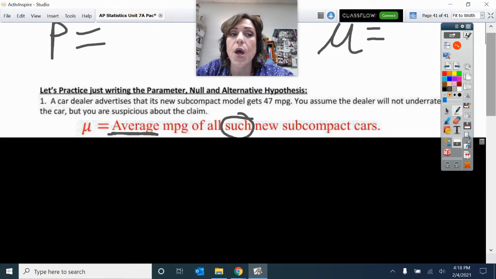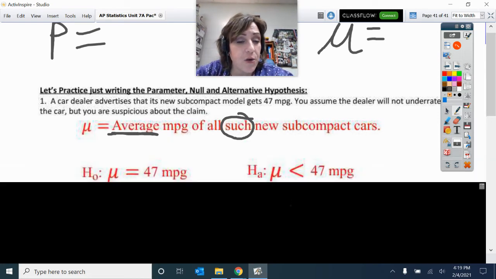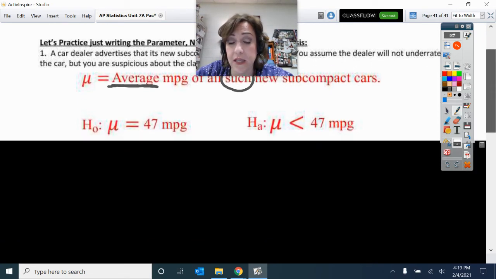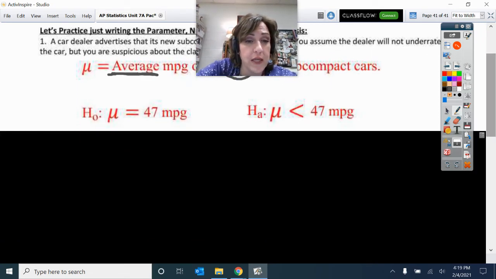What would our null hypothesis be? It would be the claim. So don't forget all your little notations and marks you're supposed to make. H0 colon mu equals 47 miles per gallon. And then you suspected that it's not that great. So HA colon mu is less than 47 miles per gallon.